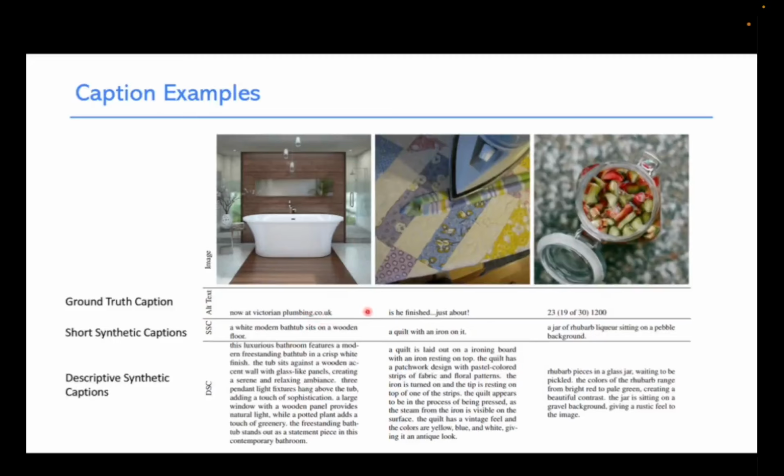So for DALL-E 3, they created 2 captioners. One creates the short synthetic captions, which is a short description of the image. The other creates the descriptive synthetic captions, which include all kinds of details about the image and the objects in that image. By using those captions, we can train the text-to-image models.